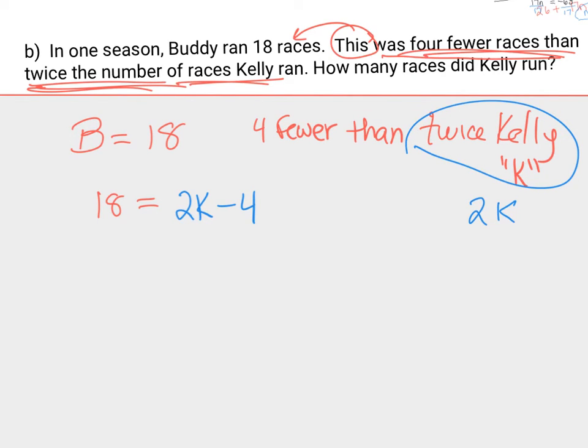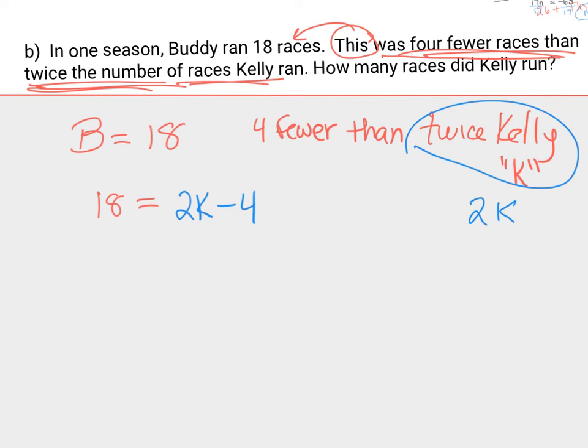So let's go back to the words. In this season, we know Buddy ran 18. This 18 was 4 fewer than twice Kelly's. You had to define the variable that K is for Kelly. We know that 18 is the amount that Buddy ran and that those 18 are 4 fewer than twice Kelly's.